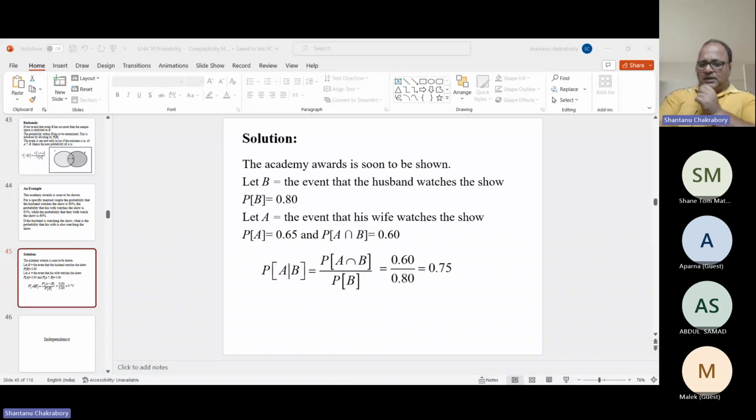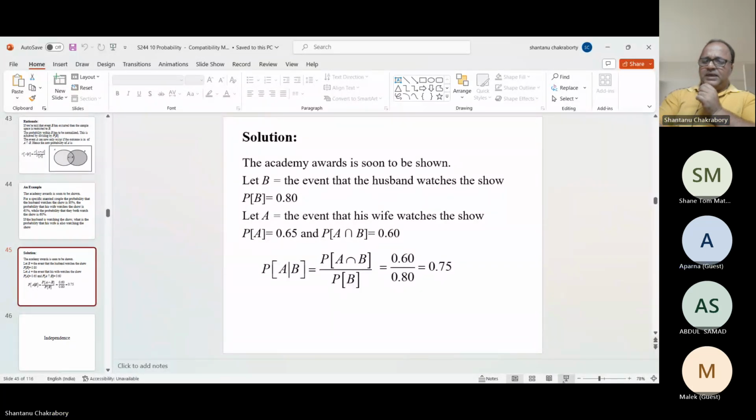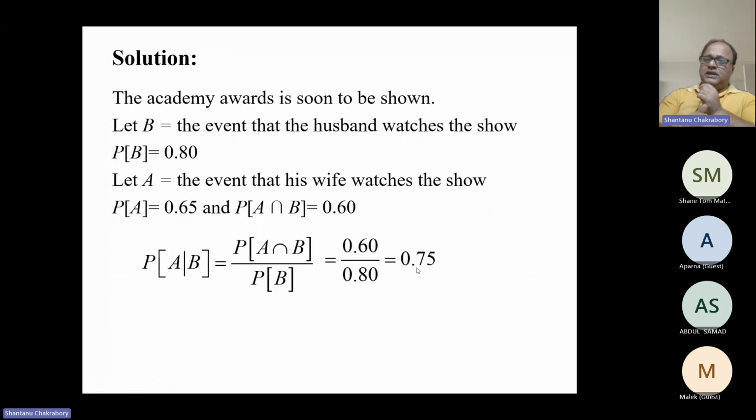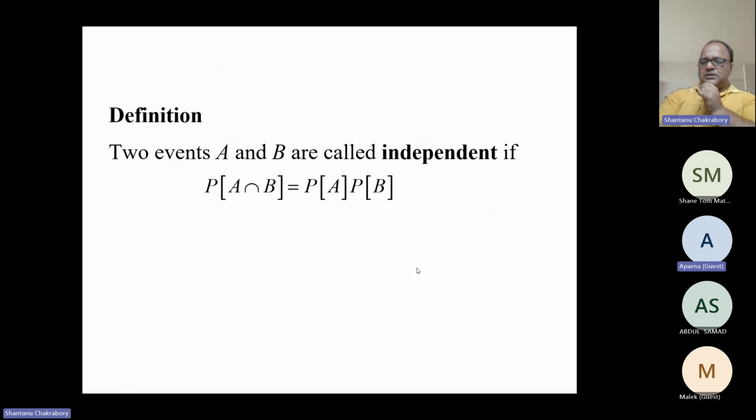So this is a typical example of how a conditional probability is shown for a specific event A. Event A takes place when event B has already occurred, where the probability of event B is 80% and the joint intersection of event A and event B is 60%. So the conditional probability is calculated like this. This is how we call a conditional probability for a particular event.